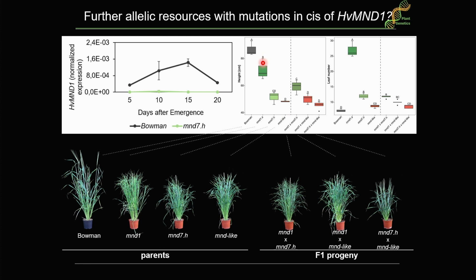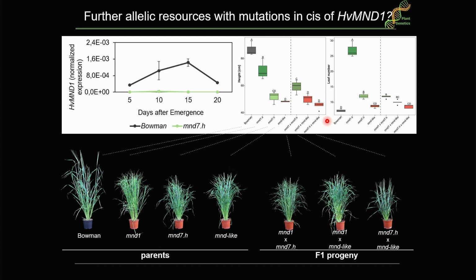And you can already see, depending on the allele that we have for this locus, the phenotype expression is quite different. And the different combinations between the phenotypes, so for example, MND1 and MND7H makes higher plants compared to the other combinations when the MND-like allele is used.